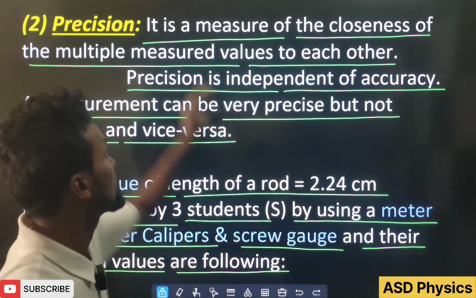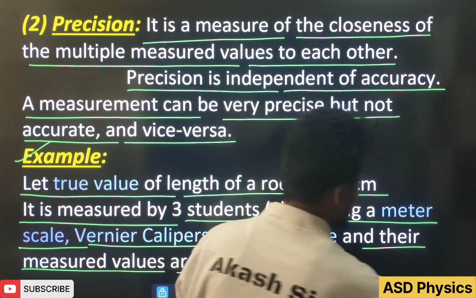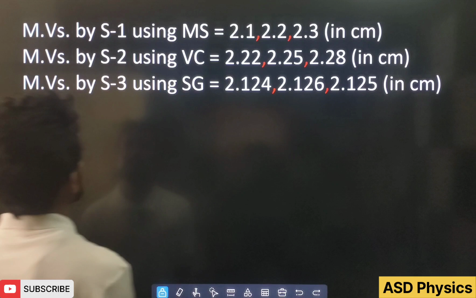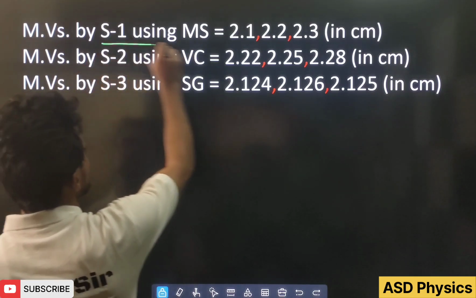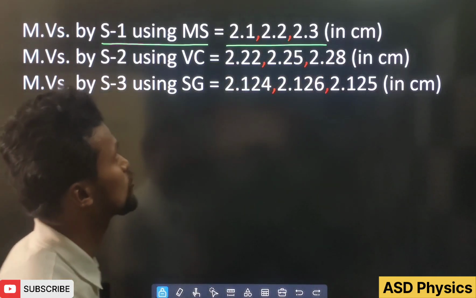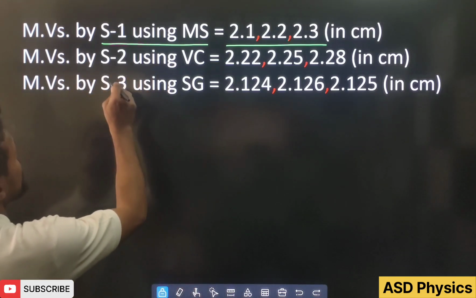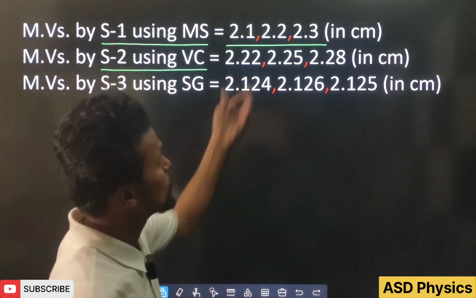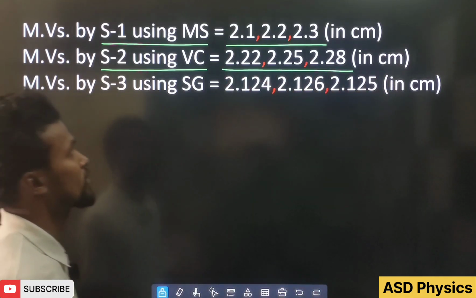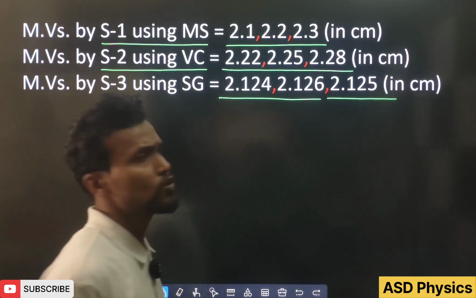Okay, we are going to see next one, but again remember that here precision means the closeness of the multiple measured values. Okay, so see here, example. Measured values by student 1 using a meter scale. Student 1 has taken the 3 measurements, 2.1 centimeter, 2.2 centimeter and 2.3 centimeter. Similarly, measured values by student 2 using vernier calipers: 2.22, 2.25 and 2.28 centimeter. Similarly, measured values by student 3 using screw gauge: 2.124, 2.126 and 2.125 centimeter.